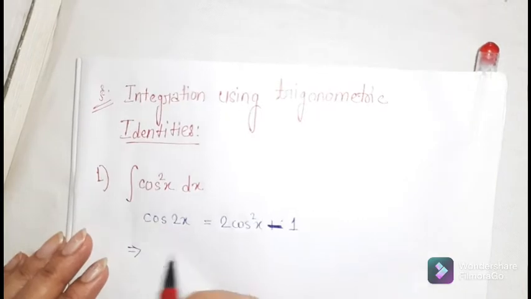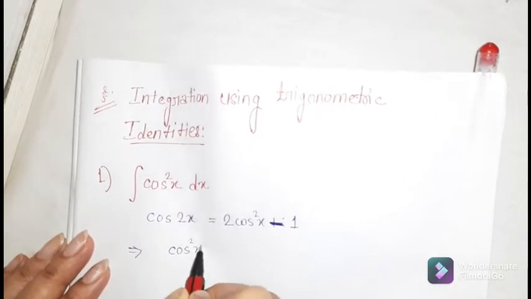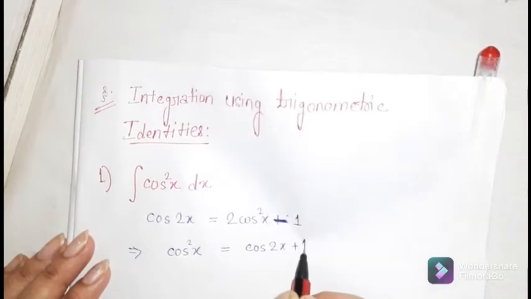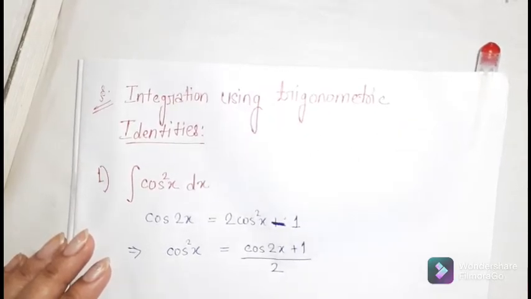From here you get cos square x equals cos 2x plus 1 divided by 2.